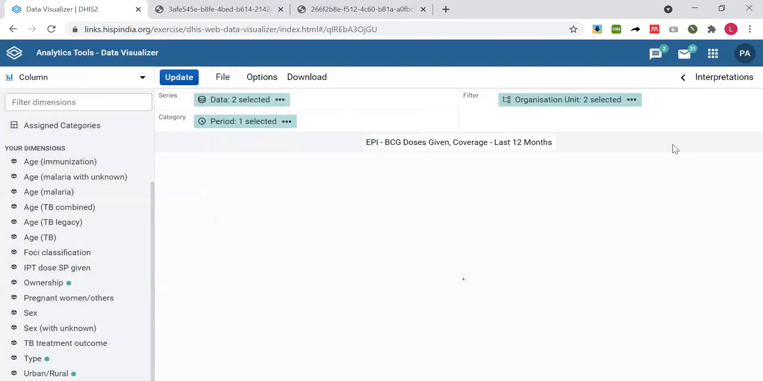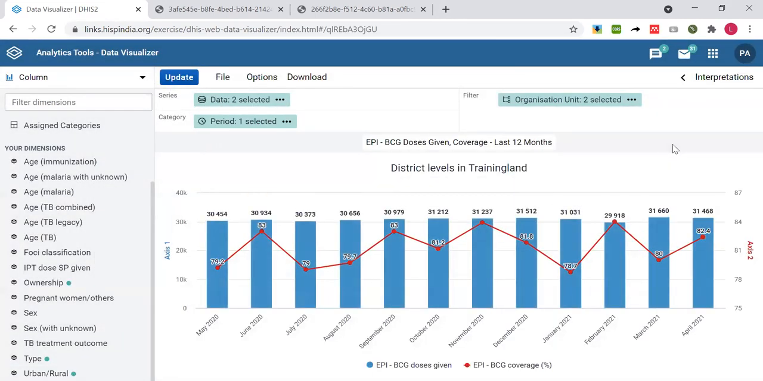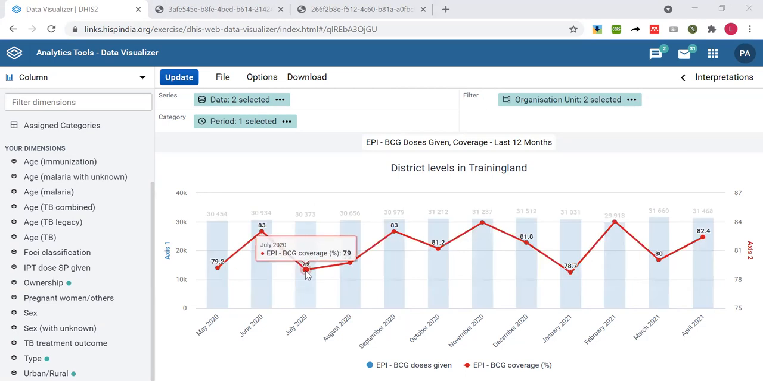Right. What do we see here? What is different in this chart compared to the previous charts we have seen thus far? What's the main difference that you see here? We have a line and a column. You have a line and a column together. So yes. Interpret this chart. How do we know which axis is representing the values for each of the chart types?